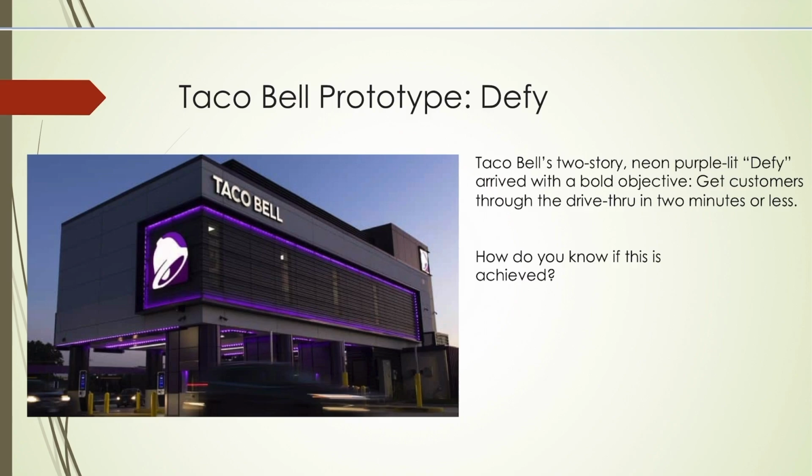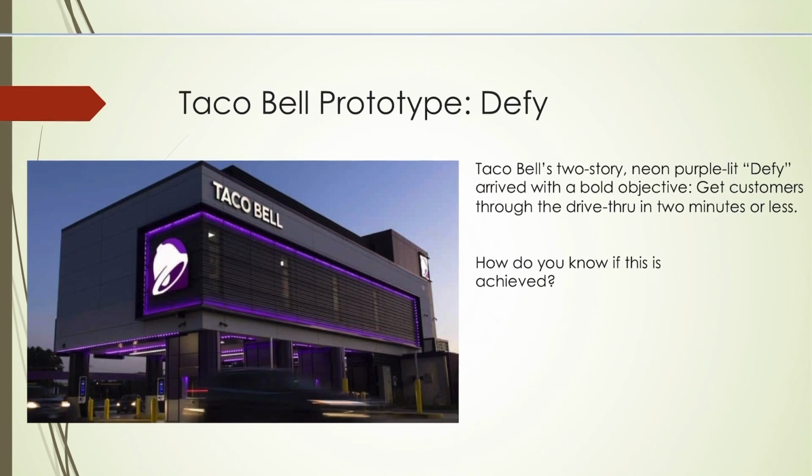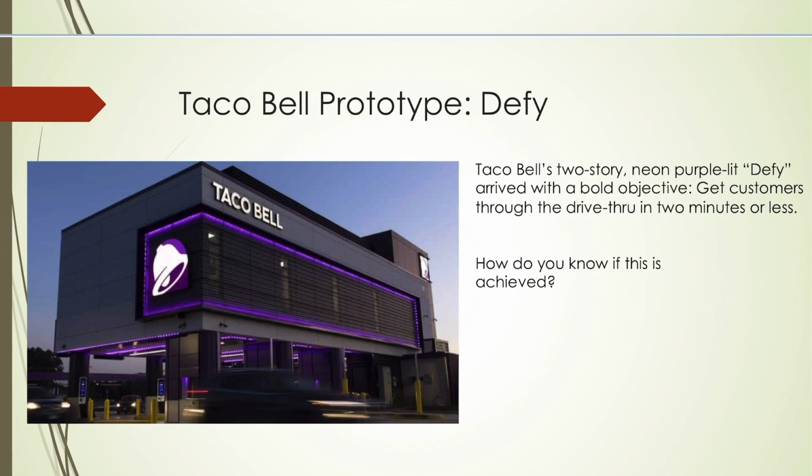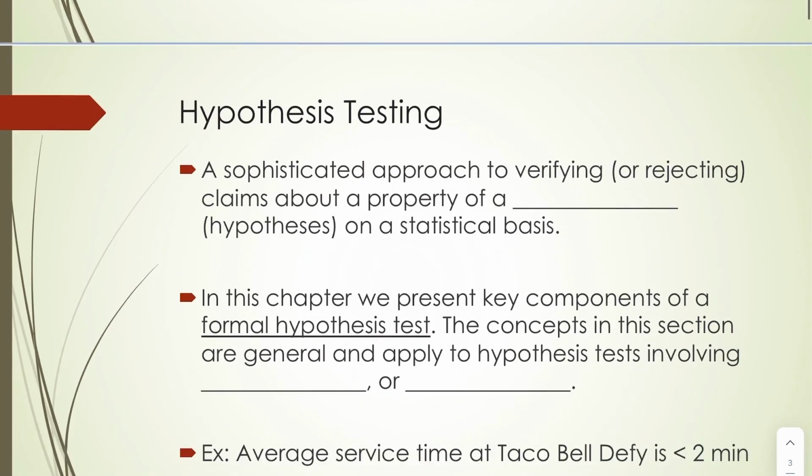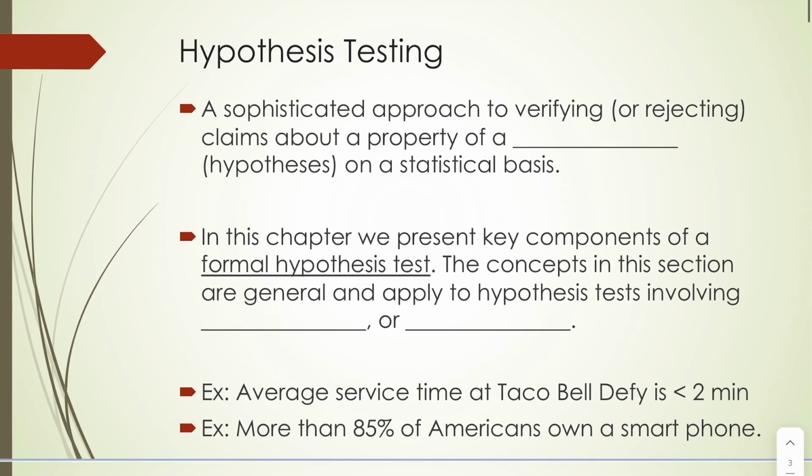Taco Bell's two-story neon purple lit Defy arrived with a bold objective to get customers through the drive-thru in 2 minutes or less. The question is, how do you know if this is achieved? You take samples of wait times and service times, but how can you be confident that wasn't just a fluke? Well, that's an example of a hypothesis test.